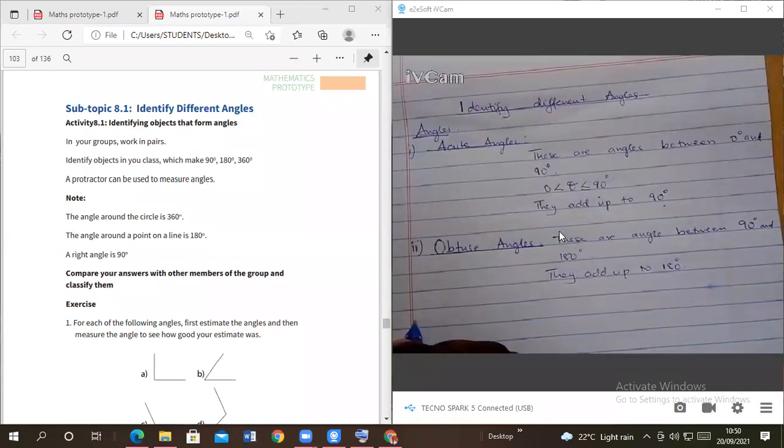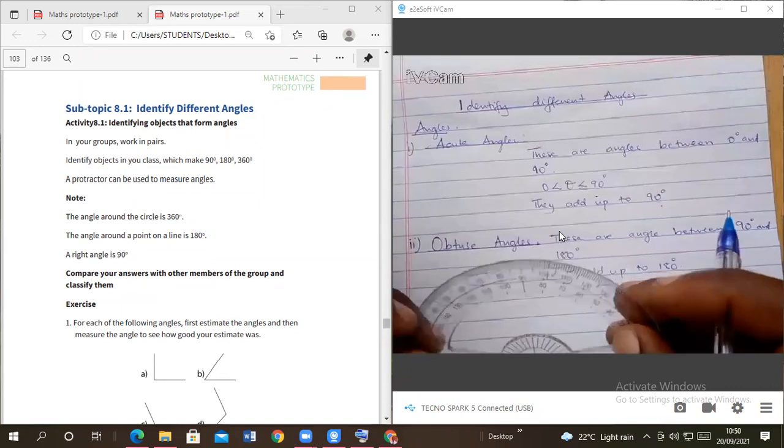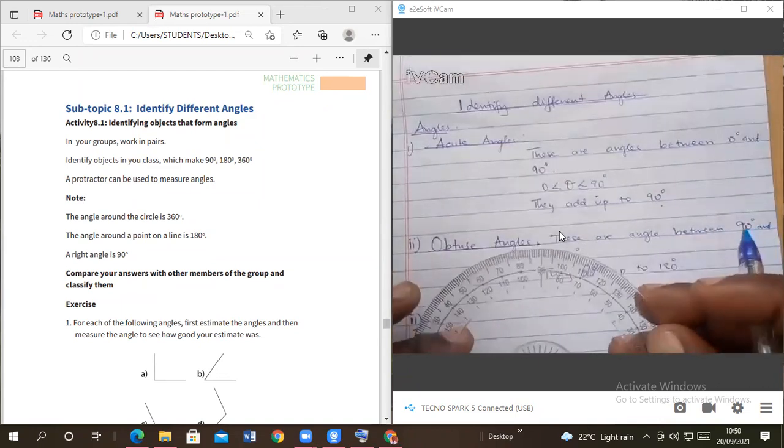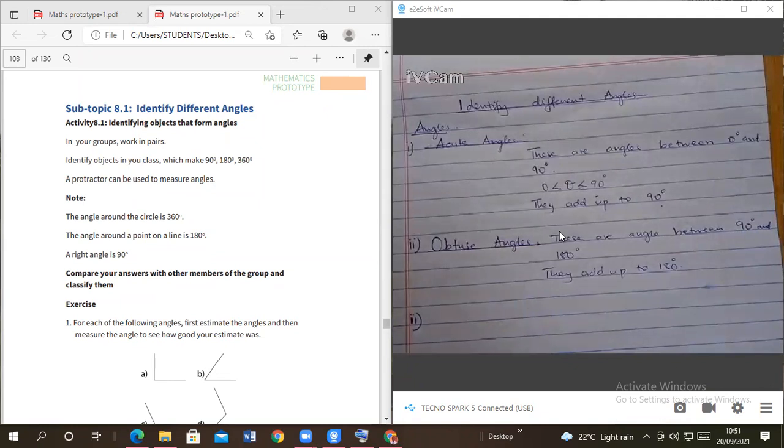So let us look at the other angles, Roman number 3. The other angles are not on this kind of protractor, but I remember when we were studying bearing, you looked at angles beyond 180. Which name is given to angles between 180 and 270?